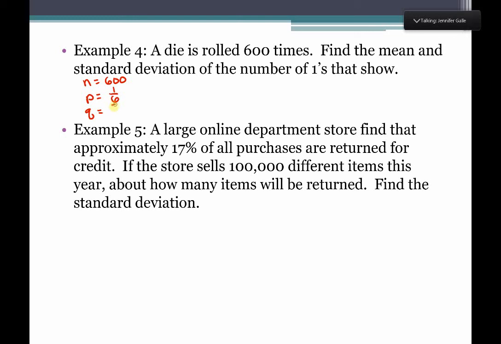The mean, again, practice writing that mu, just so you get that symbol in your brain. The formulas, you guys will get that formula sheet. They're going to be labeled, just like we saw on the last slide. Make sure you're using those labels. All right, and mu is just n times p. So if we're rolling a die 600 times, on average, we would expect to see a 1 100 times.